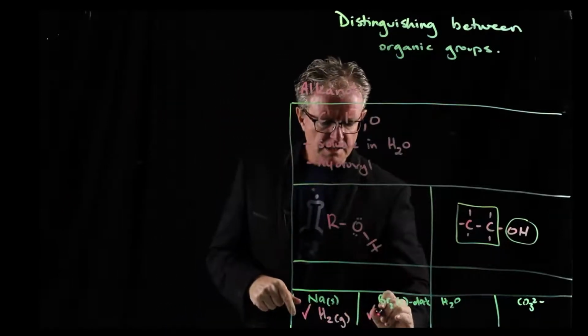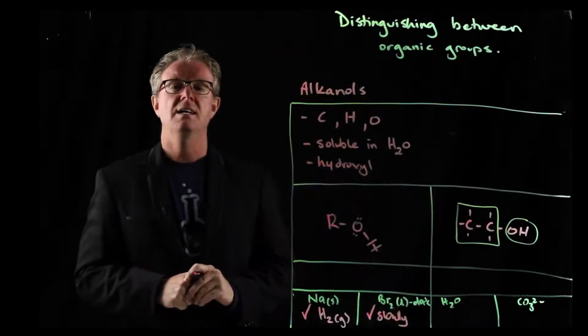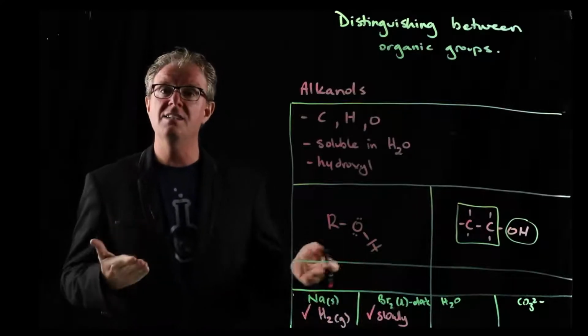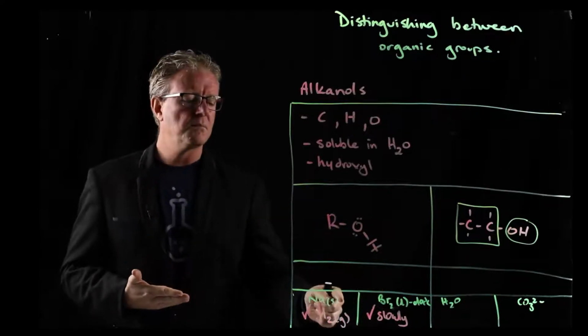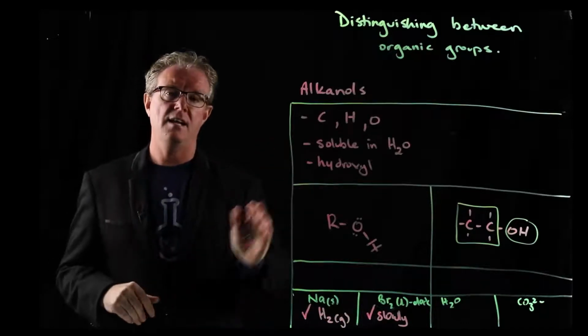Bromine water test, it does a little bit slowly, right? So that slowly aspect is getting closer to not telling us really that much, because we know that alkanes slowly react with it as well. So the better test would be the sodium test to distinguish between an alkane and an alkanol.